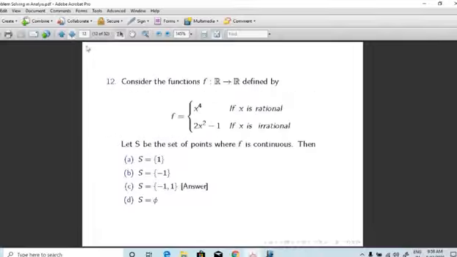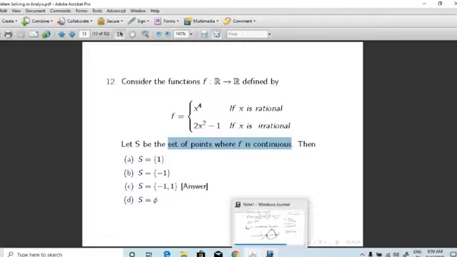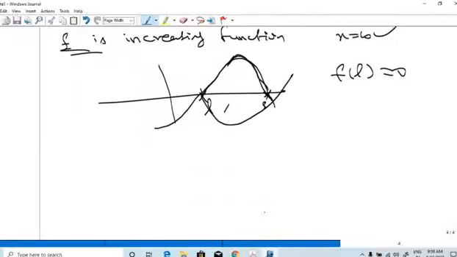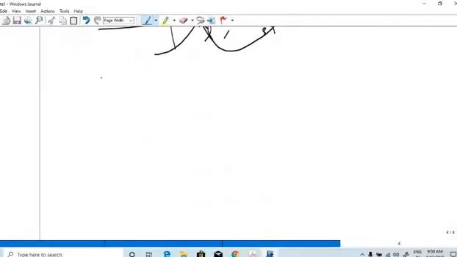Next question. Consider the function f from R to R defined by f of x equal to x power 4 if x is rational, and if x is irrational, they defined it as 2x square minus 1. Let S be the set of all points where f is continuous. There is a trick for this type of problem. We have to equate these two functions and then find the values of x. So this is the 12th problem.